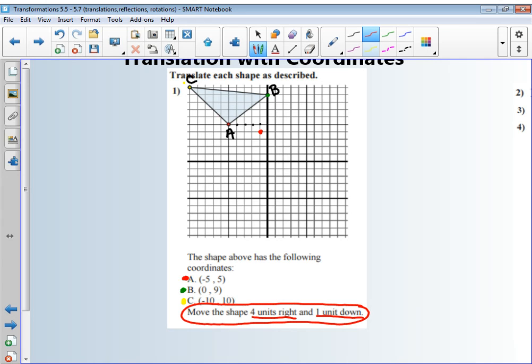Some of you might say, well, I'm more comfortable with counting it out now from that red dot. To get to my B, I would have to go over 1, 2, 3, 4, 5, and then up 1, 2, 3, 4. And I could do that. So over 5, and up 4. This is my new B right here. Okay, other people might not be comfortable with that method.